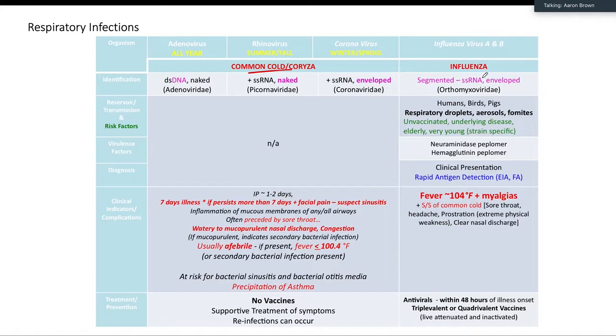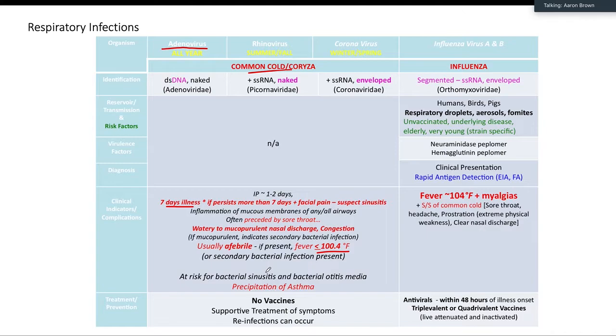Okay, so if you are given a question that does not specify the time of year, I would like you to choose adenovirus as the cause of the common cold. Okay, we know what the common cold looks like: 7 days of inflammation, mucopurulent discharge, clear nasal discharge, congestion, a low fever under 100.4. So that's what we look for with the common cold. We've all had it before.